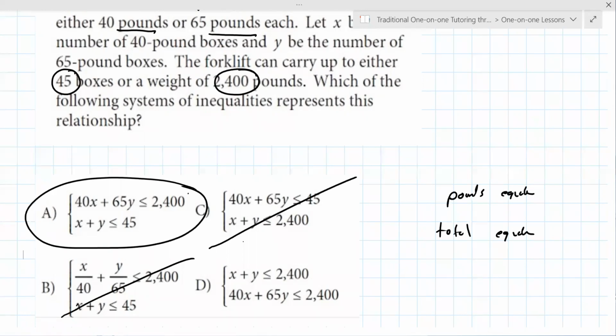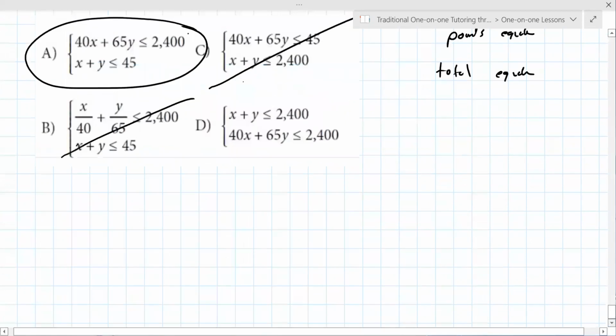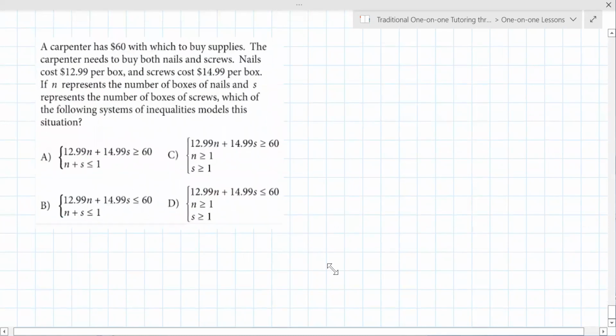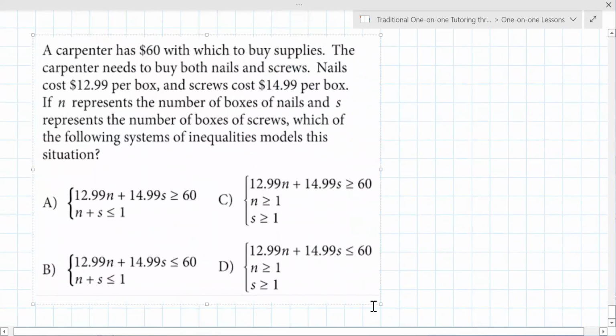All right, you ready to do a problem on your own? Yeah. All right. Take as much time as you need here, but I'm going to ask you why you chose the answer you chose. So be prepared to answer that. Take as much time as you need to figure this one out.